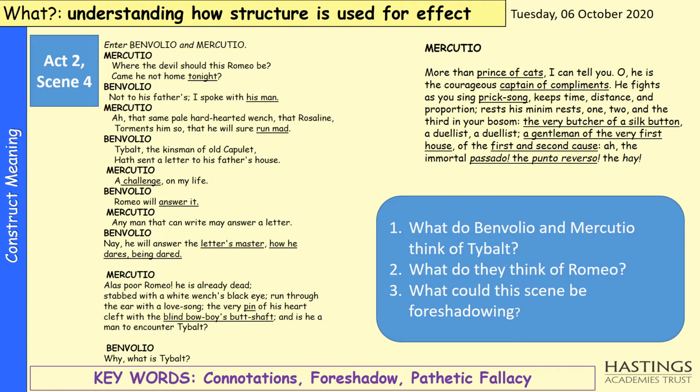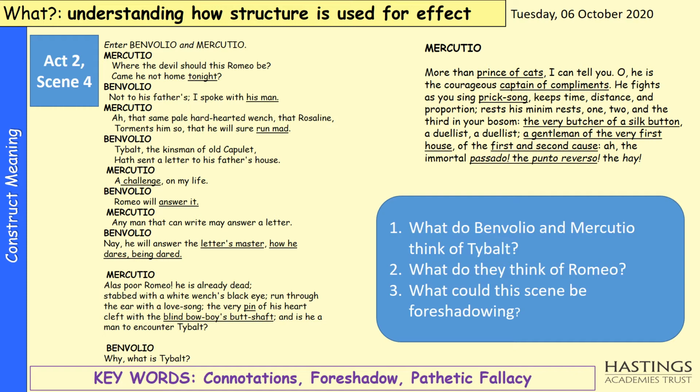And what that does is remind the audience that there is danger, that there is conflict in this play, and that Romeo's actions can be quite dangerous. So there is still conflict and fighting in this play, even though Romeo and Juliet are now in love. Benvolio is saying Romeo is going to answer this challenge, but Mercutio isn't so sure.